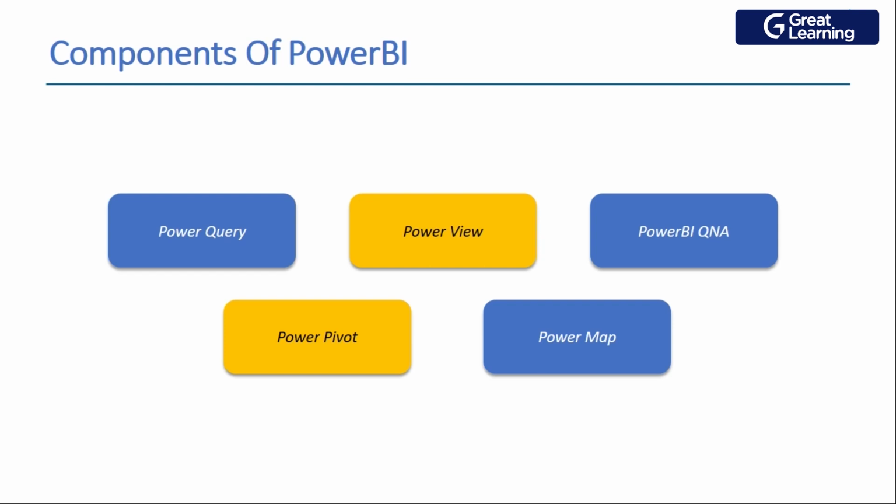I'm going to go through these components in random order. So let's now discuss Power Pivot, what it is and how it functions. Power Pivot is a data modeling and calculation engine. It is used for modeling simple and complex data. In Power Pivot, you can create relationships between different tables and calculate values that can be viewed in pivot tables.